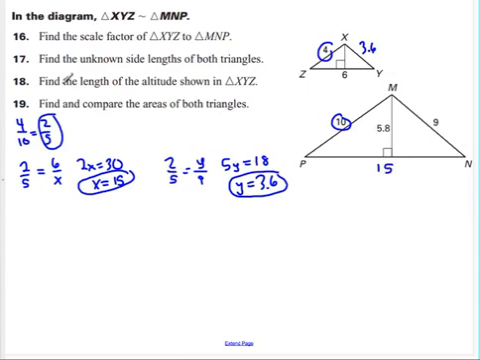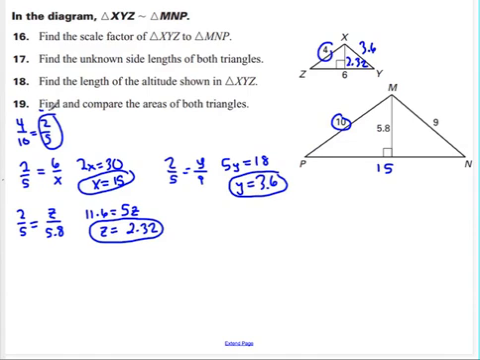Number 18 says find the length of the altitude. Again, I'll just use the 2/5 business here. One altitude that I have, I don't know what this one is, so I'll just give it a variable of z, and we'll say this is 5.8. I'll multiply both sides. That'd be 11.6 equals 5z. I'll divide both sides by 5. I should get 2.32 as my altitude over here. 2.32. Wow, that barely fits in there.